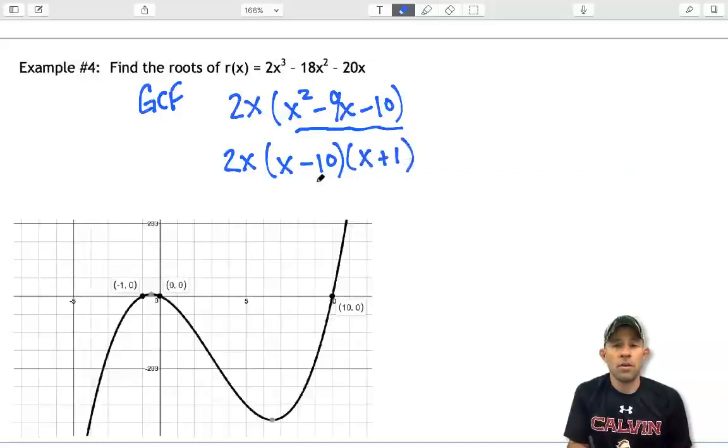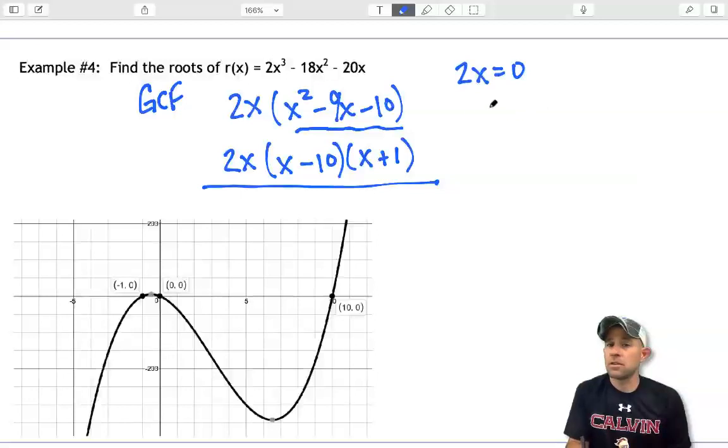All right, so here is my final factored form, and I'm going to take each one of these factors and set it equal to 0 and solve. So I have my x minus 10 equals 0, my x plus 1 equals 0, and when I start to solve these for x, if I divide 0 by 2, I get 0.